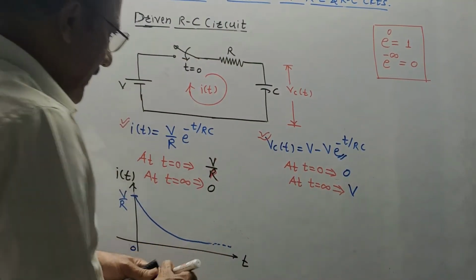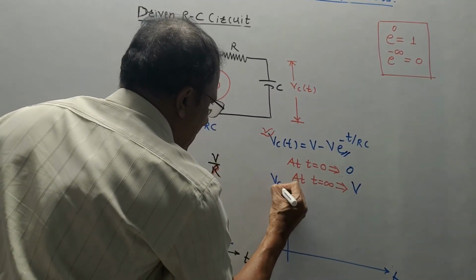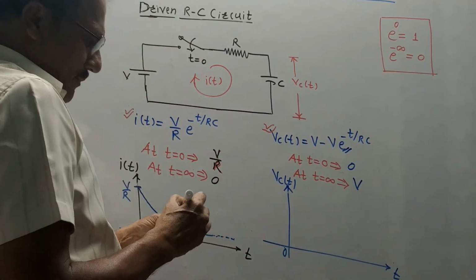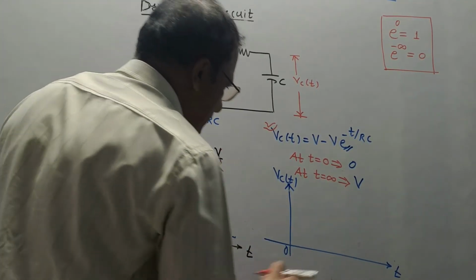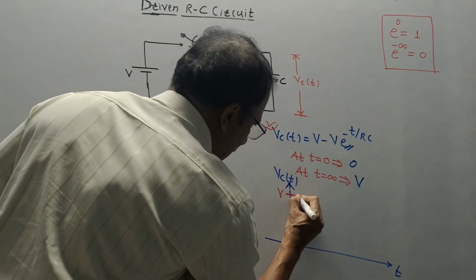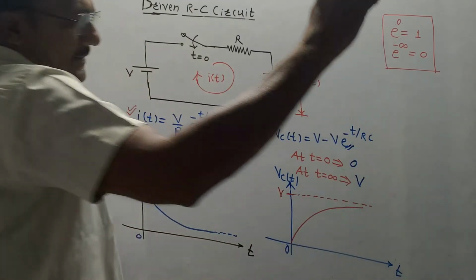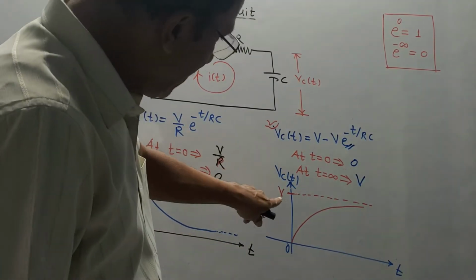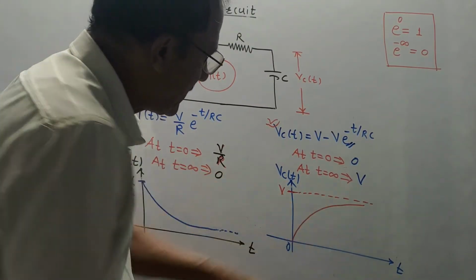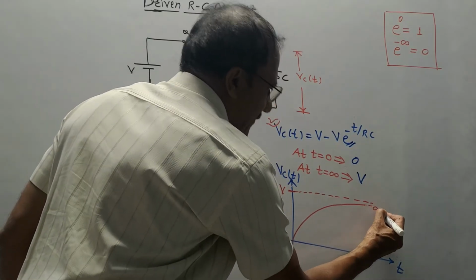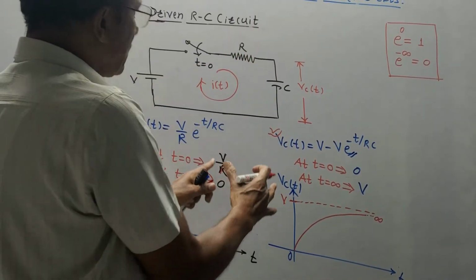That means the nature of the graph will be, again this graph is Vc of t versus t. The graph will start at 0. At 0 the value is 0. At infinity the value becomes V. So somewhere I will mark the level of V, this level, and the nature of the graph is like this. It is exactly the same as that of the driven RL circuit. The only difference is in the values. Here we have the value V, and the nature of the graph is exponential. It will touch this line of V at infinity. So this is the way how you can memorize the plots of different circuits.